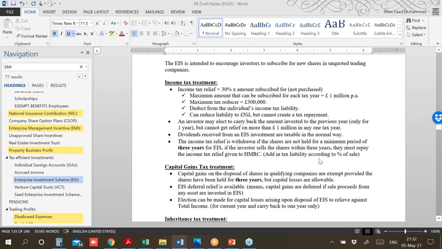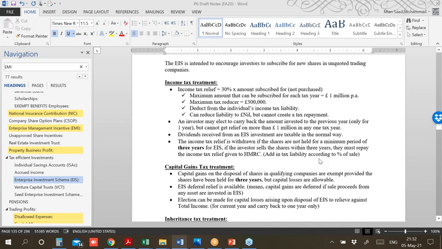If you have not sold the shares completely, for example, I have bought 10,000 shares in the EIS. After 2 years, I sell 5,000 of them. So I do not have to return the complete reducer. I have to return the 50% reducer that I claimed 2 years back. The other 50% I can keep.